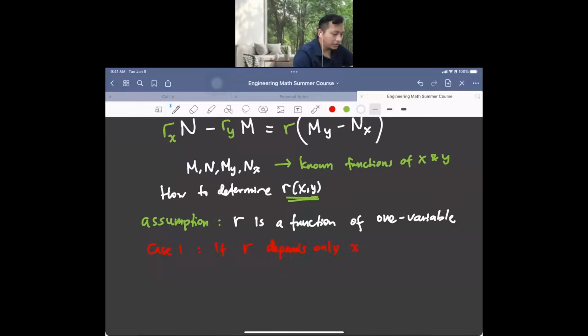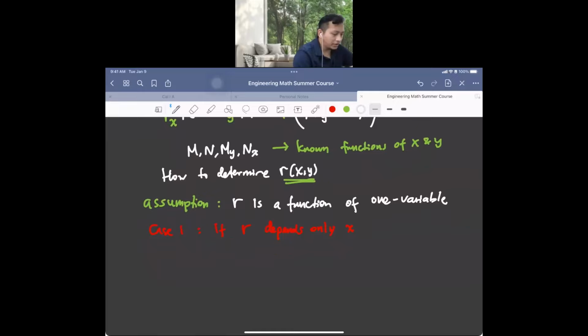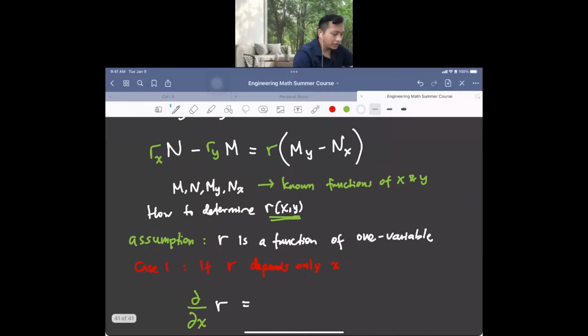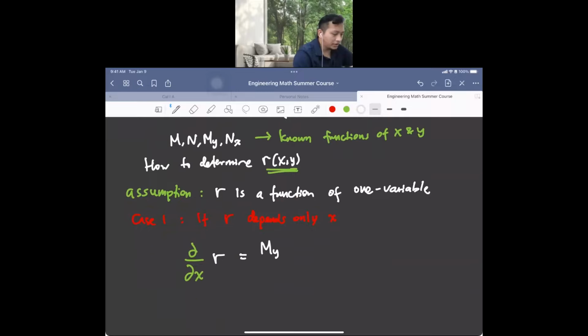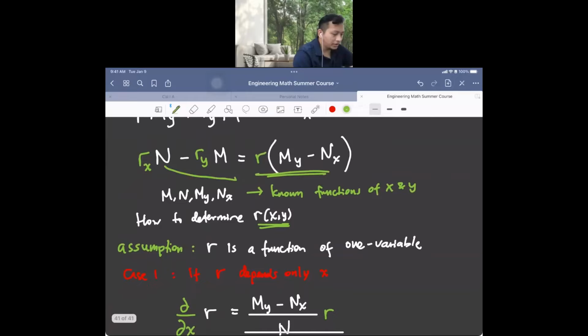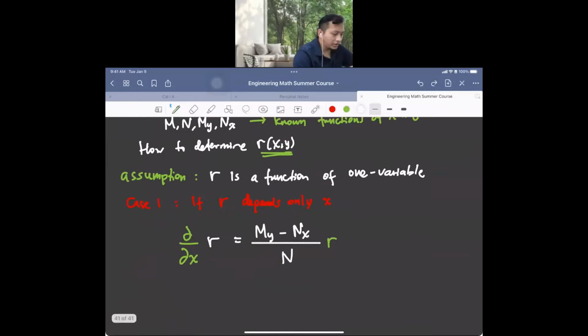So when we partially derive, dR/dx, based on what we have here, then the other part will be 0, then we will have (M_y minus N_x) divided by N, multiplied with R. From here, divide by N here. That's case 1.